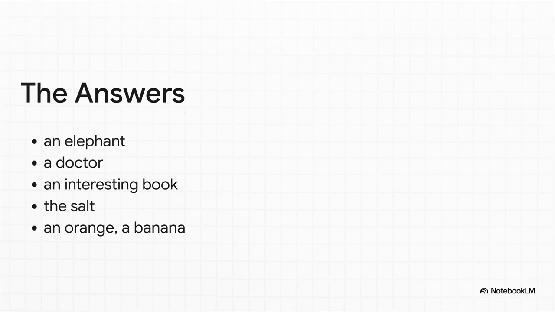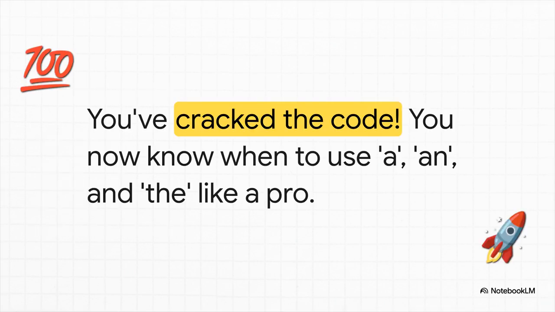Okay, time for the big reveal. Let's see how you did. The answers are an elephant, a doctor, an interesting book, the salt, and finally, an orange and a banana. How'd you do? If you got those right, seriously, give yourself a pat on the back. You totally nailed it. And just like that, mission accomplished.